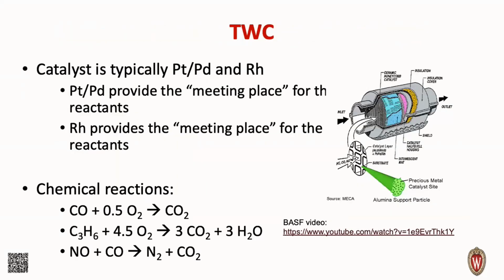The 3-way catalyst, the platinum group metals on there is typically platinum, palladium, and rhodium. The platinum and palladium are the meeting place for the oxidation reactants, and the rhodium is the meeting place for the reduction reactants. The chemical reactions going on here, here's the CO goes to CO2. The hydrocarbons, and I just have a model molecule there, becomes CO2 and water, so completes that combustion. And then the NO gets reduced to nitrogen, and with the aid of a CO, which gets oxidized to CO2.